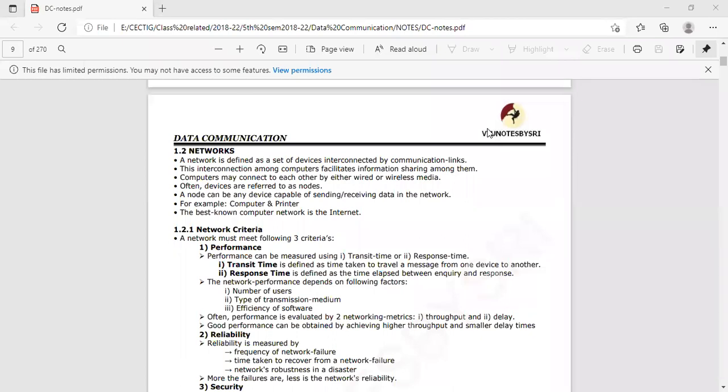device to another device. Suppose I am trying to send data via any mode: WhatsApp, Gmail, Facebook, Twitter, anything. So I am sharing some data. How much time does it take to share this data from device 1 to device 2? It is called the transit time. So the time it takes to share the data from device 1 to device 2 is called transit time.